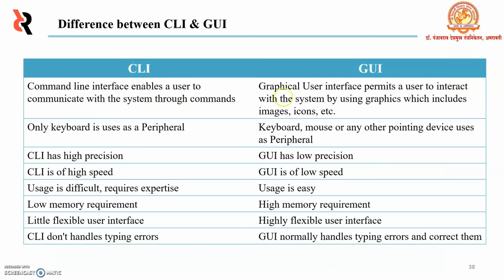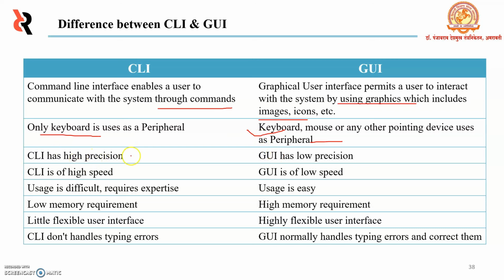Let us see the difference between CLI and GUI. There are a lot of differences actually. Some are summarized here. The command line interface enables the users to communicate with the system through commands, while the graphical user interface permits a user to interact with the system by using graphics, images, and icons. In CLI, only the keyboard is used as a peripheral, while in the graphical user interface, a keyboard, mouse, or any other pointing device like a pen or digitizer can be used.